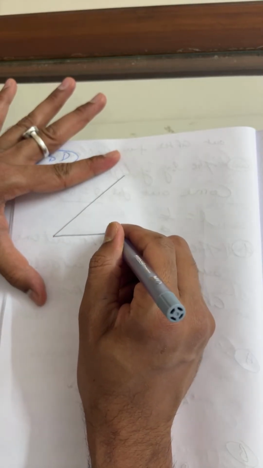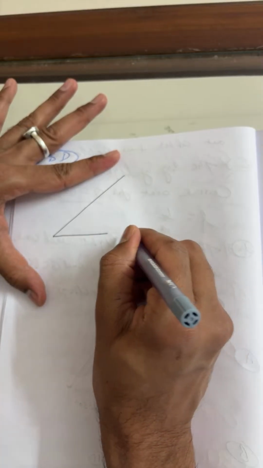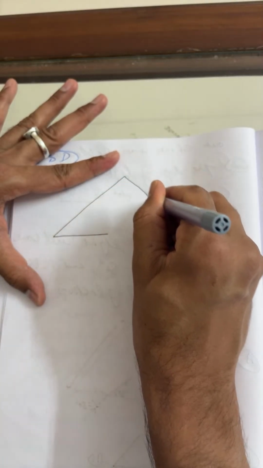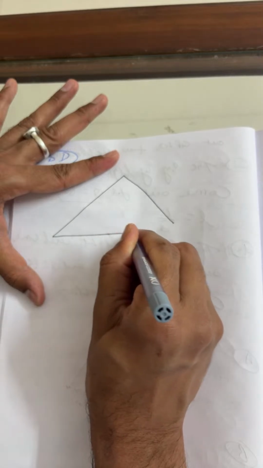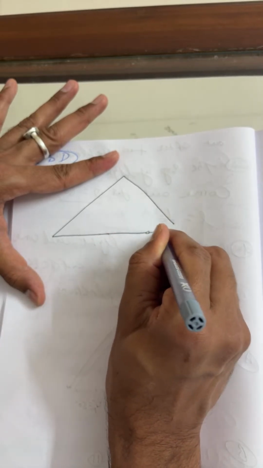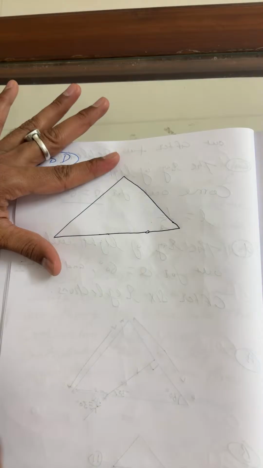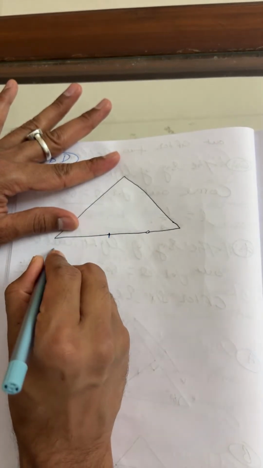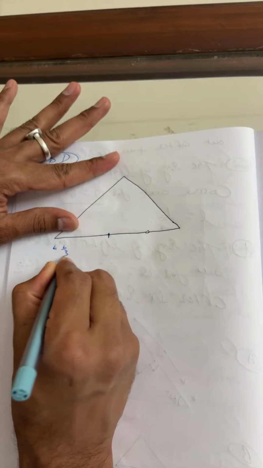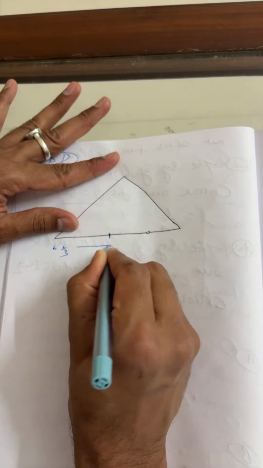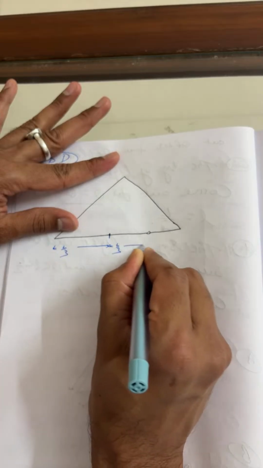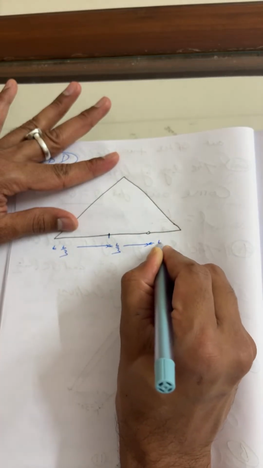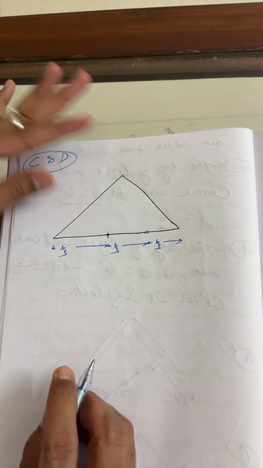This is L by 3, and this is one more. Now you can see this is L by 3, and this is also the charge, L by 3. This is also L by 3.